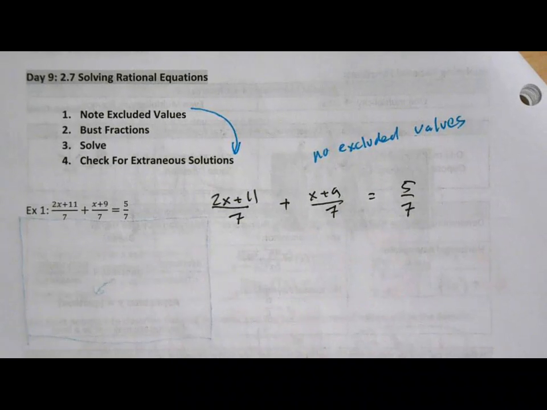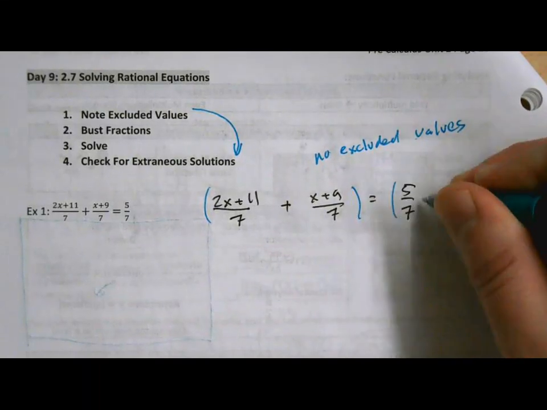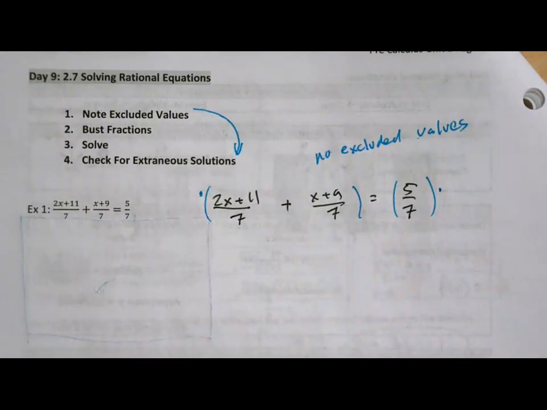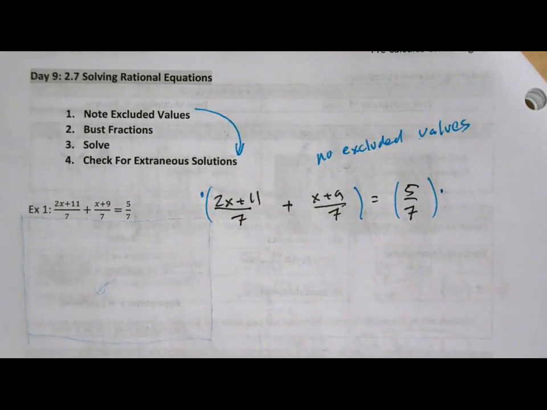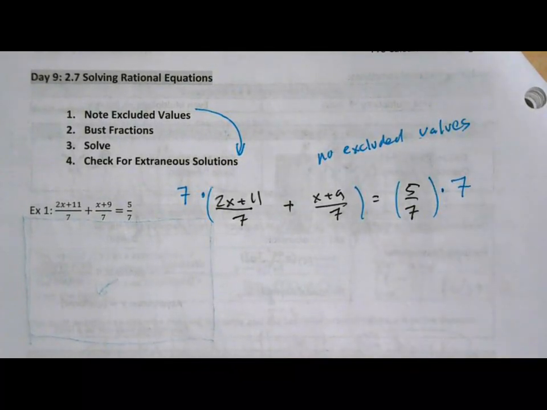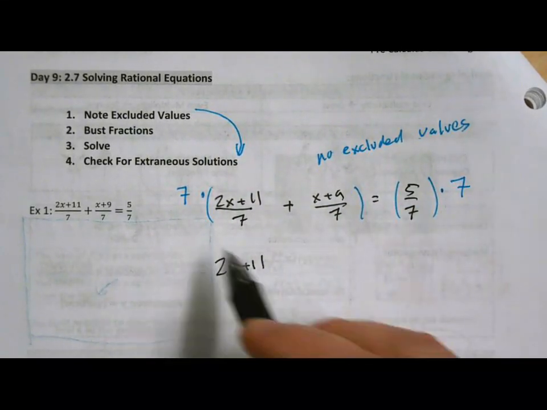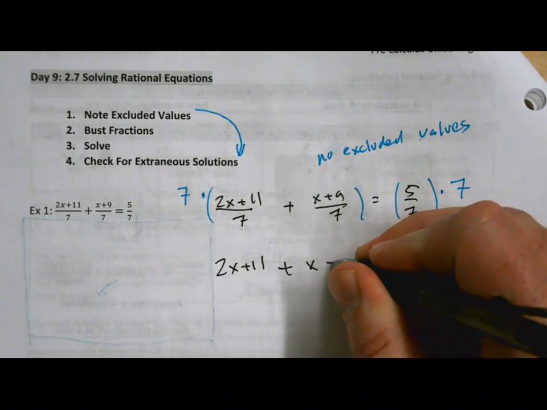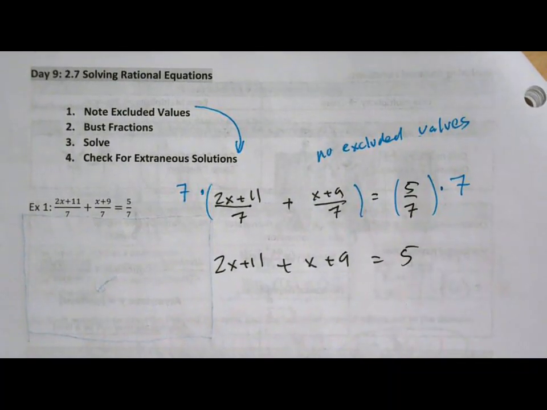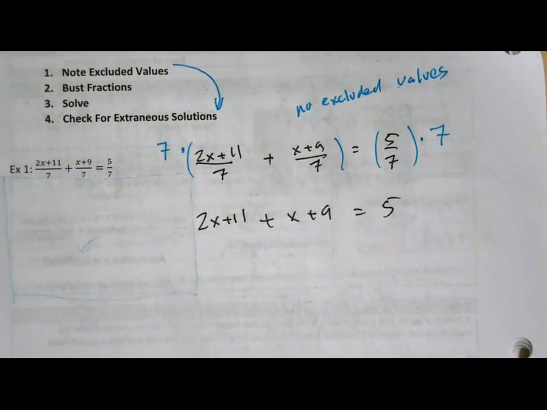So to solve this, we just need to bust the fractions. We need to come up with some strategic thing that we can multiply both sides of our equation by so that there's no more fractions. What do you suppose that thing is for this one? 7, right? Because if I multiply this fraction by 7, it's just going to be 2x + 11. If I multiply this fraction by 7, it's going to be x + 9. And that fraction times 7 is just 5. And that's a nice simple algebra 1 equation that you all know how to solve. So go ahead and finish that up.